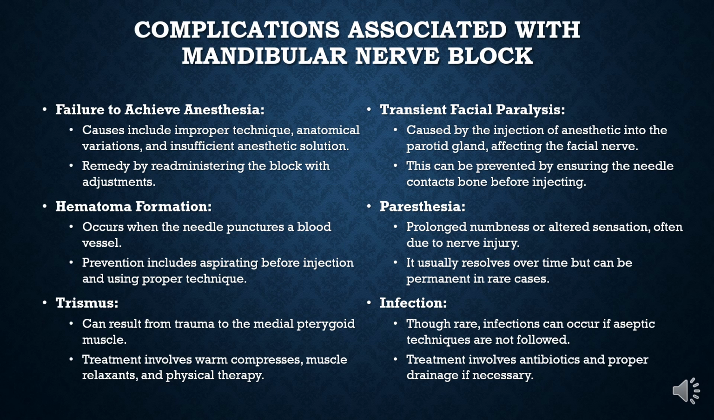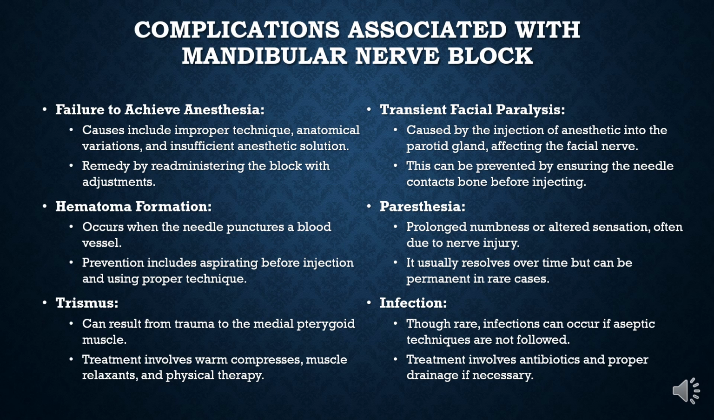Second one is hematoma formation. It occurs when the needle punctures a blood vessel. Prevention includes aspirating before injection and using proper technique. Third one is trismus. It can result from trauma to the medial pterygoid muscle. Treatment involves warm compresses, muscle relaxants, and physical therapy.